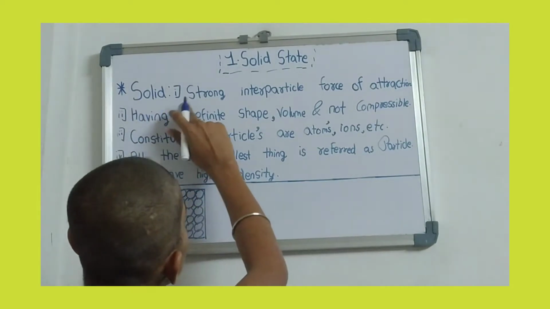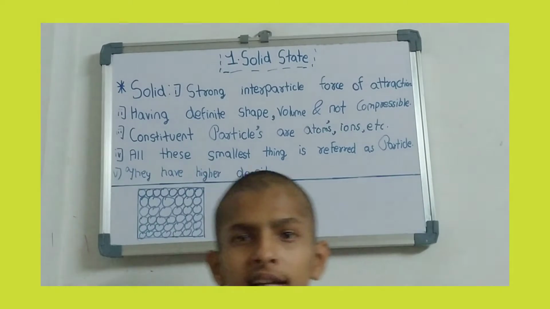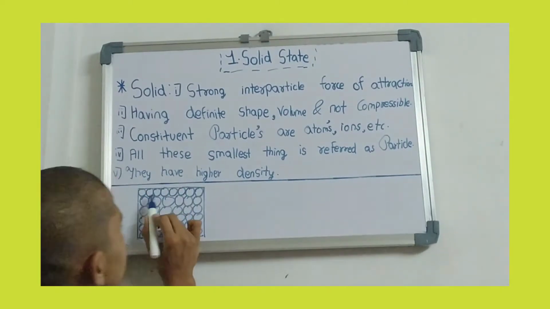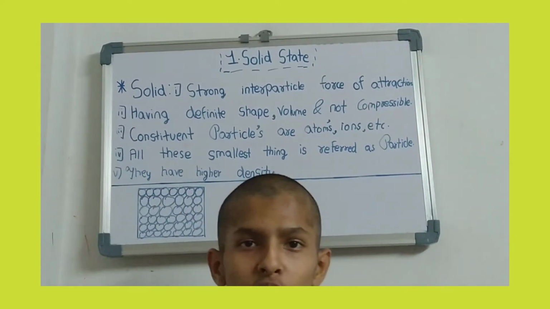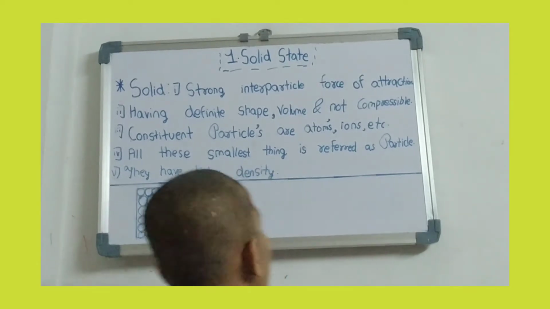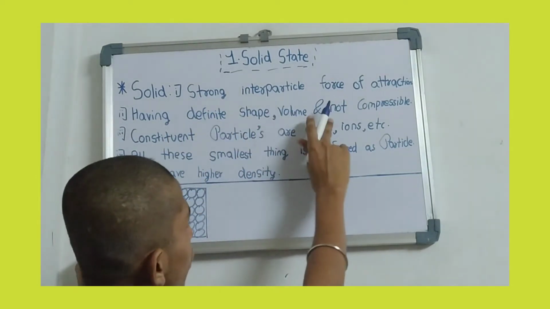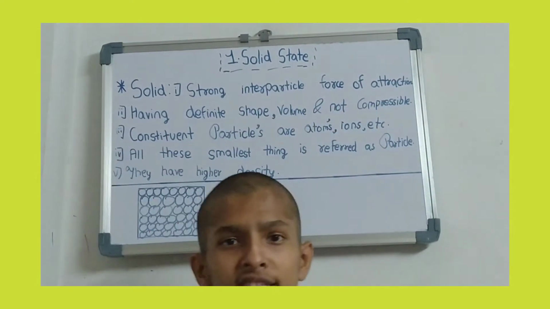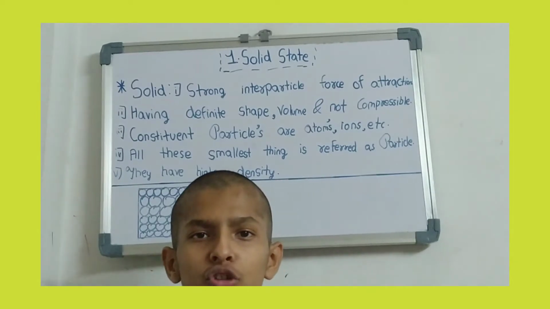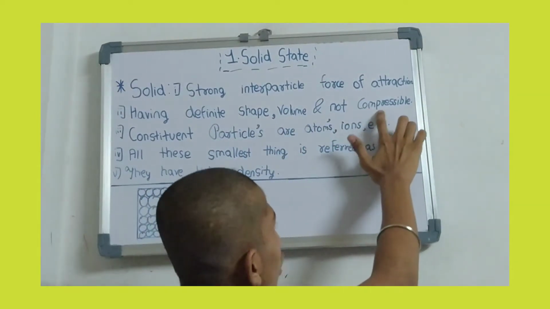The first property is that they have a strong interparticle force of attraction. Basically, the molecules that are present inside the solid are very close to each other, and therefore the intermolecular force of attraction is also very high. The second point is that solids have a definite shape and volume and are not compressible.